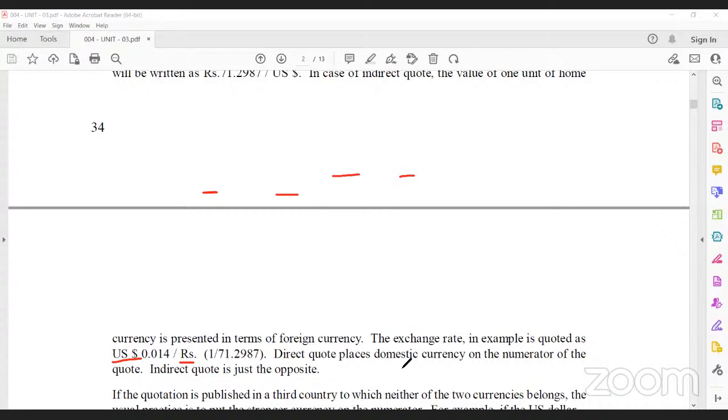So, direct quote and indirect quote. In direct quote, you can see the domestic currency is placed in the numerator, whereas in the indirect quote it is the opposite. That is, the foreign currency will appear in the numerator, and the domestic currency will go the other side.